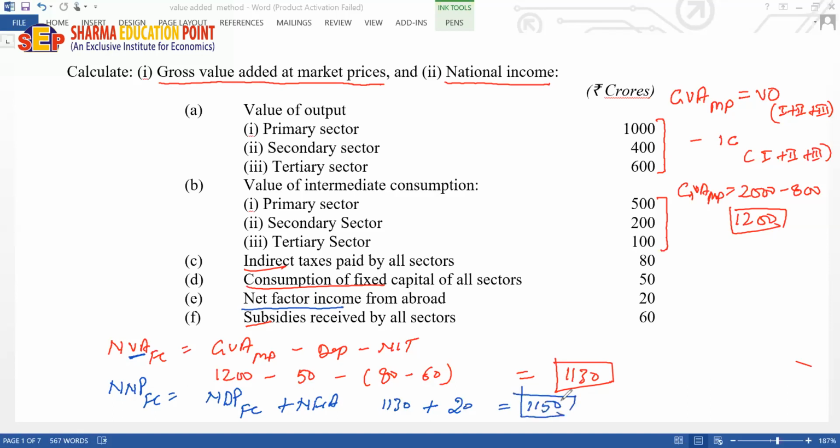Now it is termed as rupees crores. So यहाँ crore लिखना compulsory है. This is rupees crore. So this is the way to calculate national income by value added method. I hope you have understood this concept. Have another practice. Take the screenshots of this one.